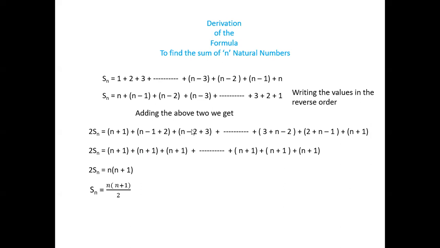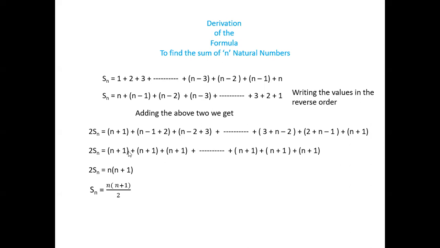Here again, 3 minus 2 is again 1, so it is again n plus 1. Here, continuing the same way, 3 minus 2 is again 1, so it is n plus 1, again n plus 1, n plus 1. So you see here all the terms in this bracket are n plus 1, n plus 1, n plus 1.